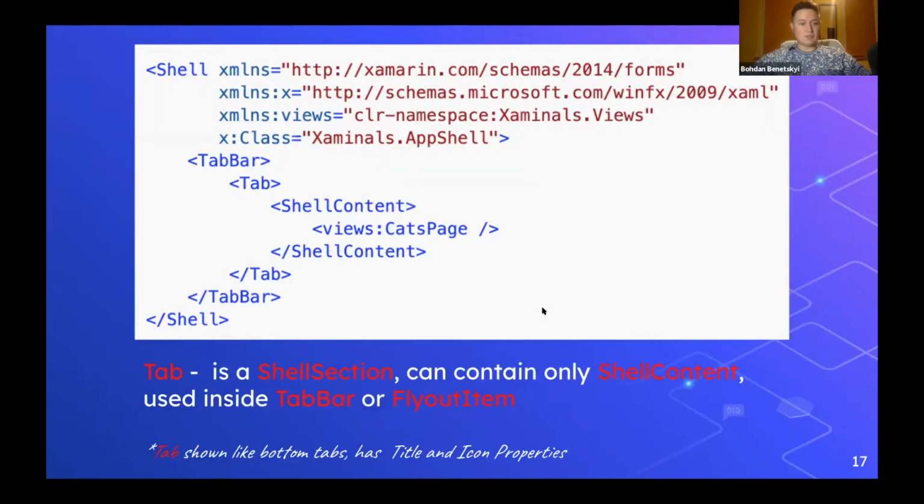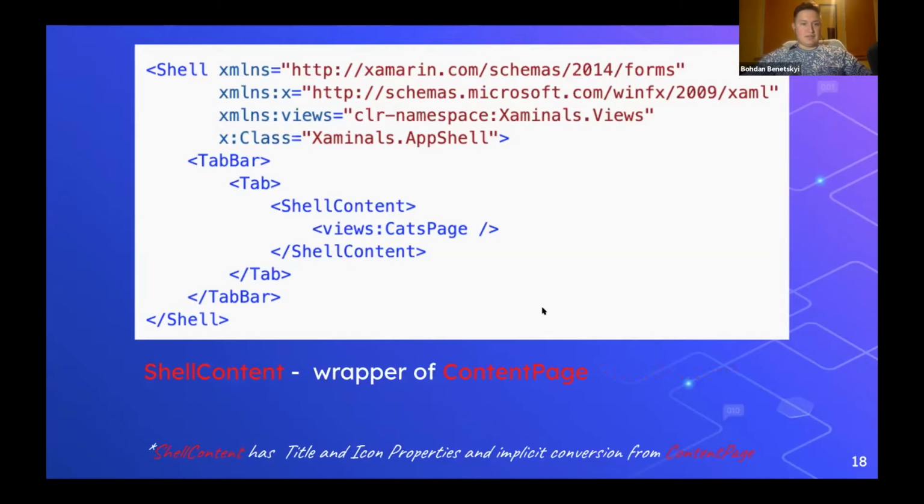Inside it, we could place a tab or a shell content. The difference I will tell you later. A tab is just a section that can contain only a shell content, used inside a tab bar or flyout item. It means that a tab bar and a flyout can both have tabs inside.